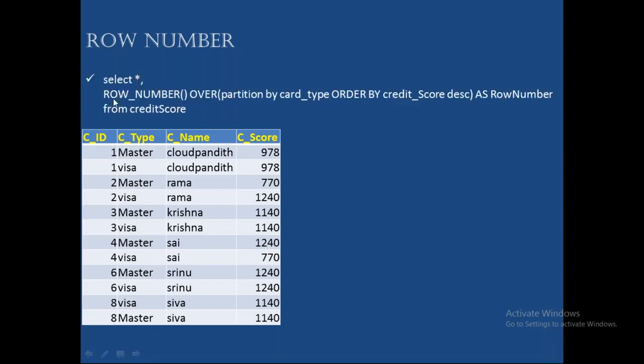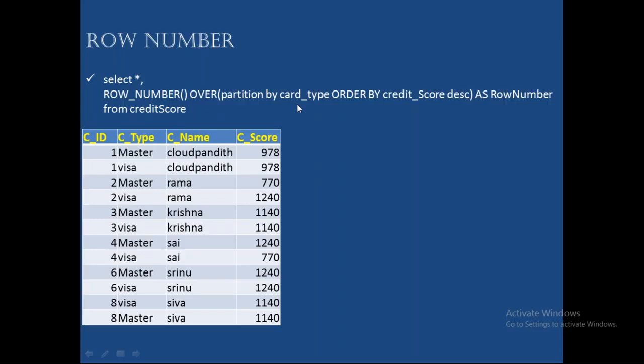select star, comma, row number over partition by card type. So this time I'm grouping based on what, friends? I'm just grouping on card type. Can you tell me how many groups I will get in this case? 2, or 16, or 20, or 50? Tell me how many groups I'll get. 2, based on master and visa. Very good. Based on master and visa, we will have only 2 groups.